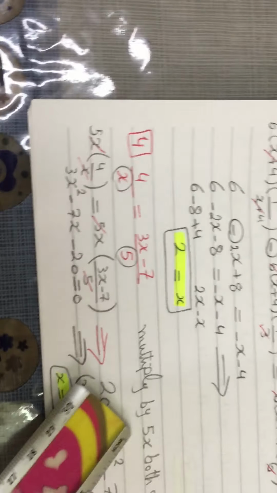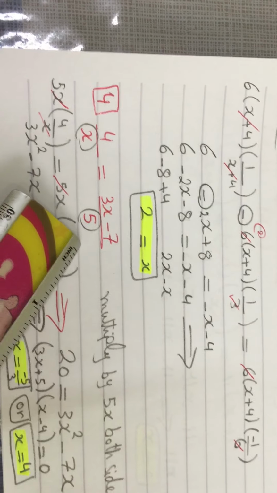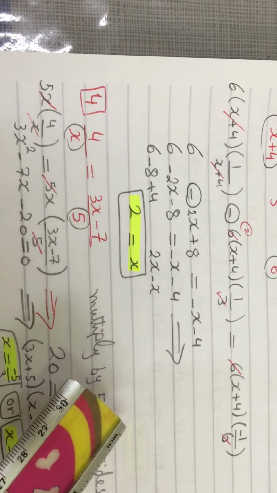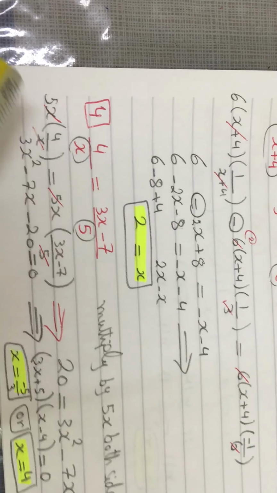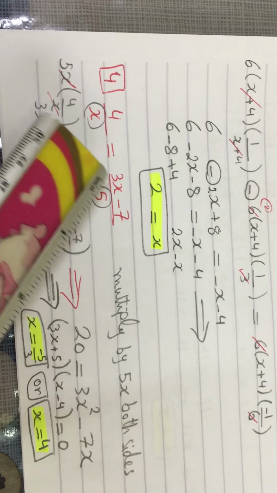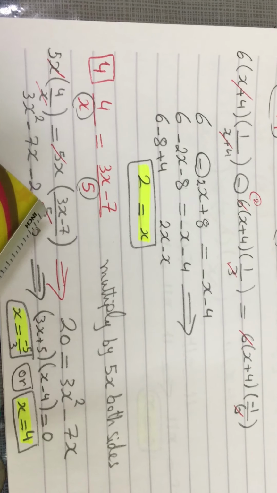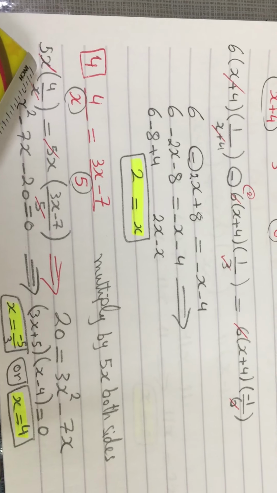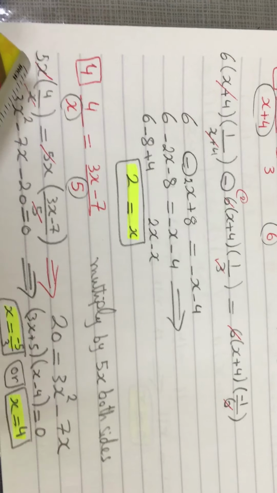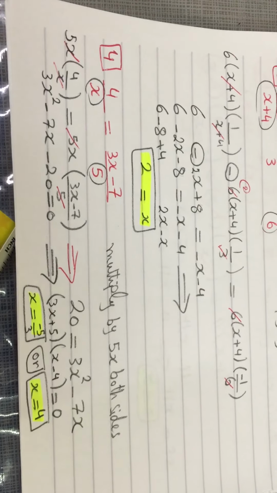In question number 4, what are the denominators? I want to clear them. I have x and 5. So I'll multiply both sides by 5x. Like here, 5x multiply 4 over x equals 5x multiply this fraction 3x minus 7 over 5. Start to simplify, cancel x with x. What's left? 5 multiply 4 equals 20.